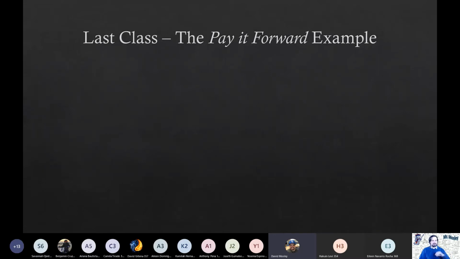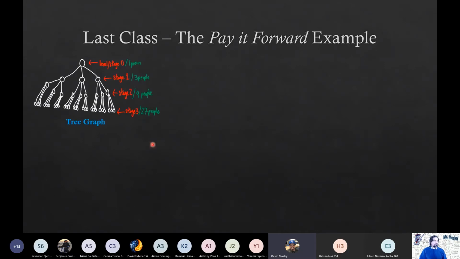All right, so real quick, we'll review what we did last class. We looked at this pay it forward example as an introduction to exponential growth. We saw the tree graph that showed how we start with one person, they do 3 good deeds, and then we have 3 people at that stage. Each one of those people does their good deeds. We got 9 people, they all do good deeds. We got 27, and it continues to grow. We have the tree graph as a visual representation that shows that growth, and we can visually see it expanding and getting larger.